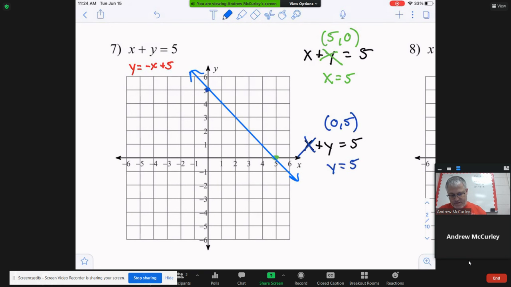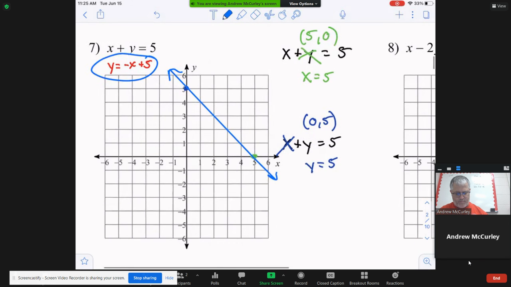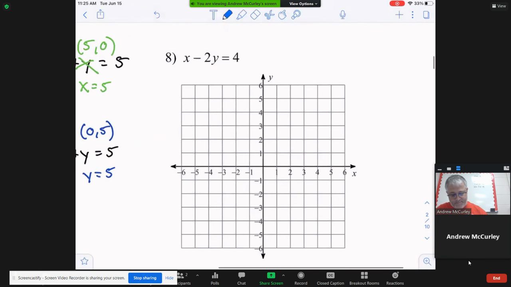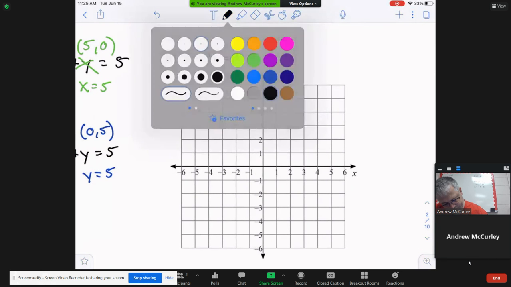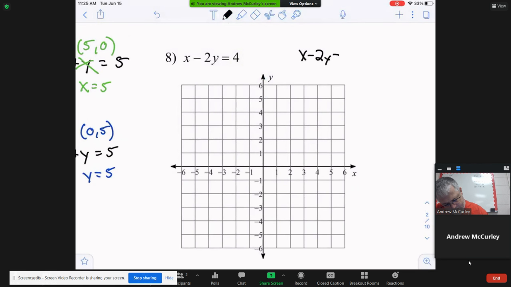That's it. Now you could still redo it like this if you want to. Honestly, either way is fine, but I think it's worth looking at the standard form way. This one can work out as well. So if I wrote them twice, x minus 2y equals 4. If I got rid of the y, that means x equals 4. So that would be (4, 0). If I got rid of the x, I get negative 2y equals 4, divided by negative 2, y equals negative 2. A little different.